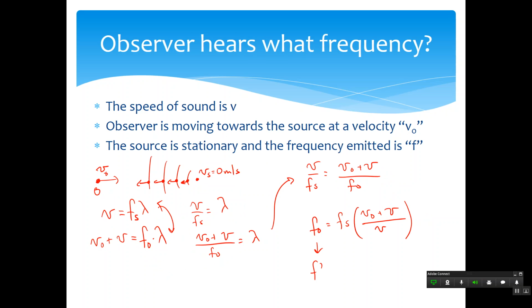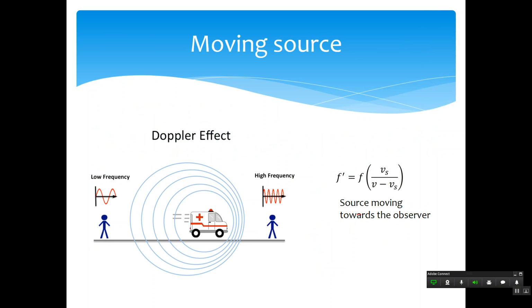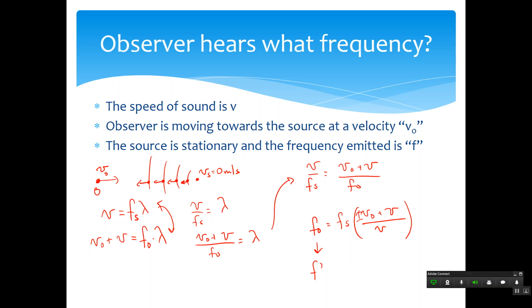If my observer was moving in the opposite direction, then it would be minus the velocity. This velocity would be working against each other, so their effective velocity would be lower. So the observer's velocity would have to be plus or minus, depending on which direction it's going. I added a little plus or minus here. It would be plus if it was towards the source, and minus if it was away from the source.